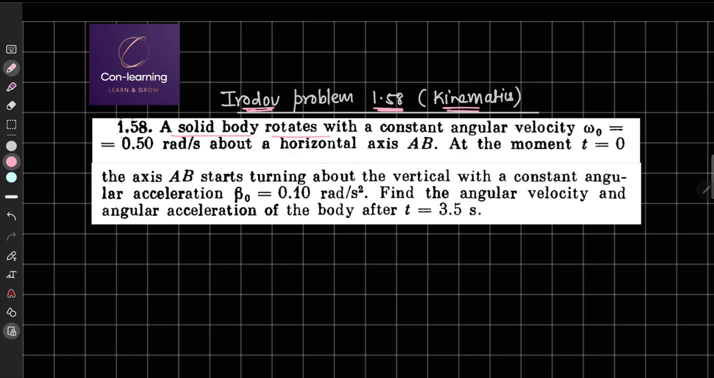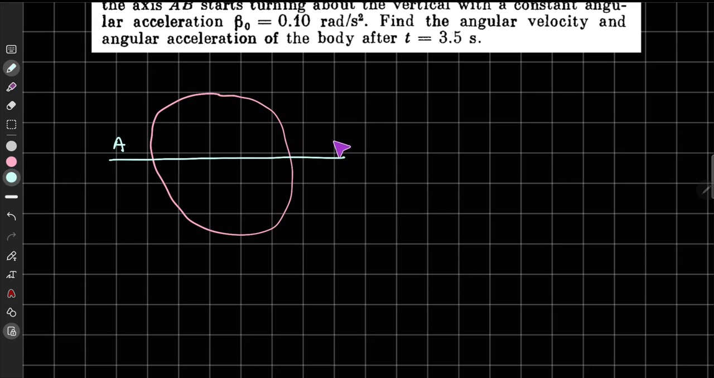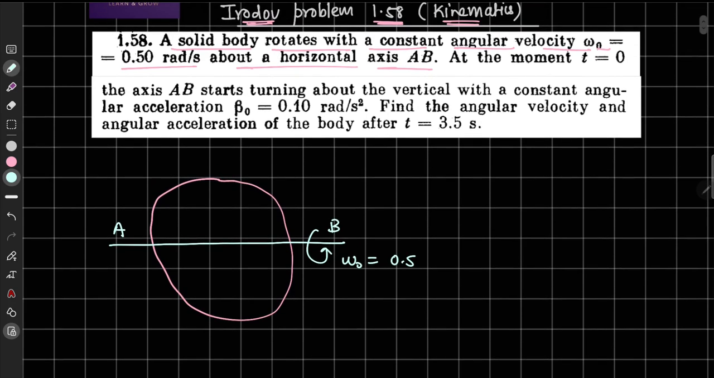A solid body rotates with a constant angular velocity omega naught equal to 0.5 radian per second about a horizontal axis AB. So let us say this is a body which is rotating about the axis AB with the angular velocity of omega naught equal to 0.5 radian per second.